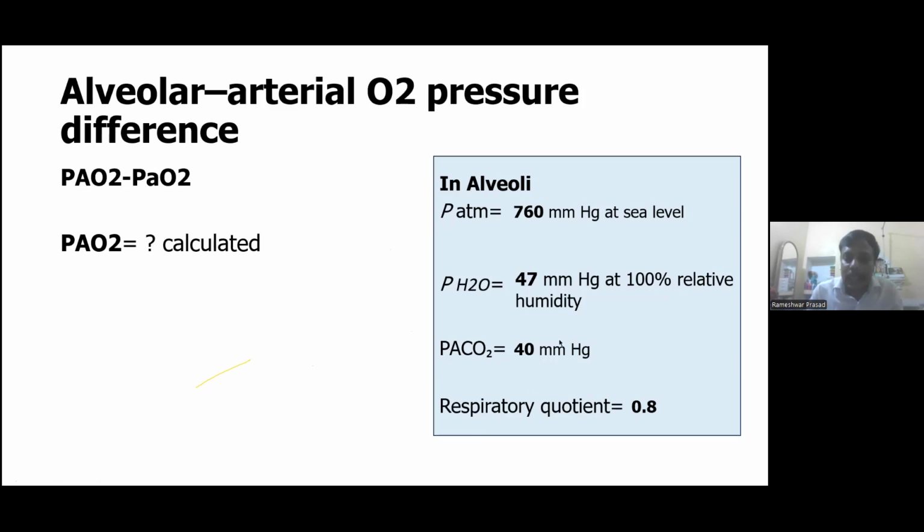Now, this PCO2 has to be divided by 0.8, the respiratory quotient, because of the diet. Now, you can easily calculate, you subtract 47 mmHg from 760. This is the formula for the calculation of the partial pressure of oxygen in alveolar gas. You put all the values, you will get the result. Now, can anyone calculate and give the result in 10 seconds?